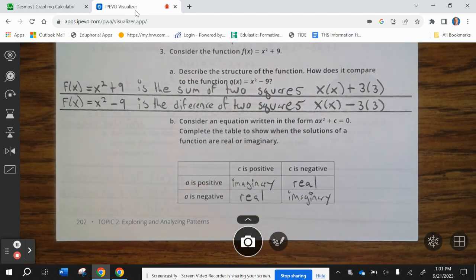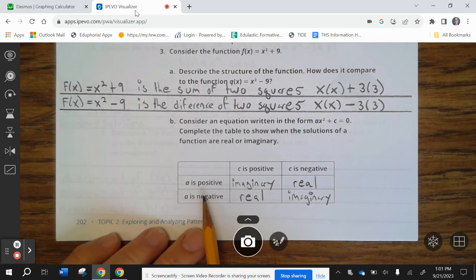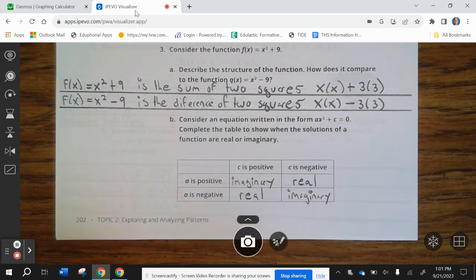Consider an equation written in the form ax squared plus c equals 0. Complete the table to show whether the solutions of a function are real or imaginary when c is positive and when c is negative. So it's imaginary, real, real, and imaginary. All right, go ahead and fill that in. And let's take a look at the next page.